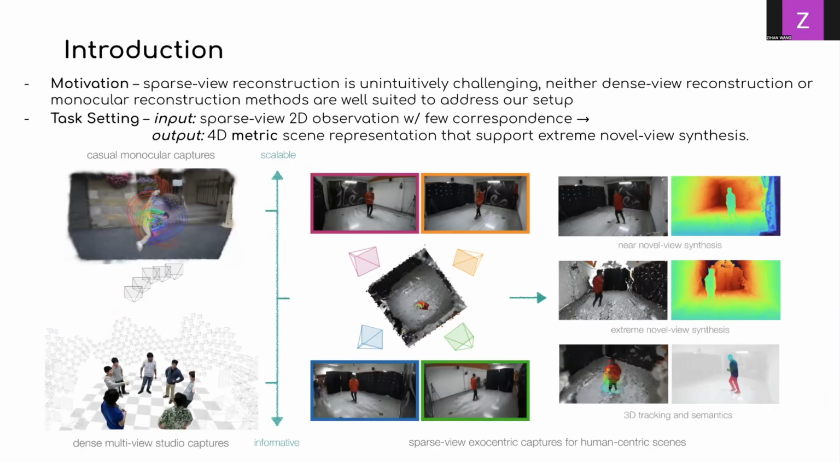So our motivation is that sparse view reconstruction, where the cameras share little correspondence, is unintuitively challenging because neither dense view reconstruction nor monocular reconstruction methods are well suited for this kind of setup. That's where we propose MonoFusion. The task is, given input of sparse-view 2D observations with known correspondence, the output we desire is a 4D metric scene representation that supports extreme novel view synthesis.